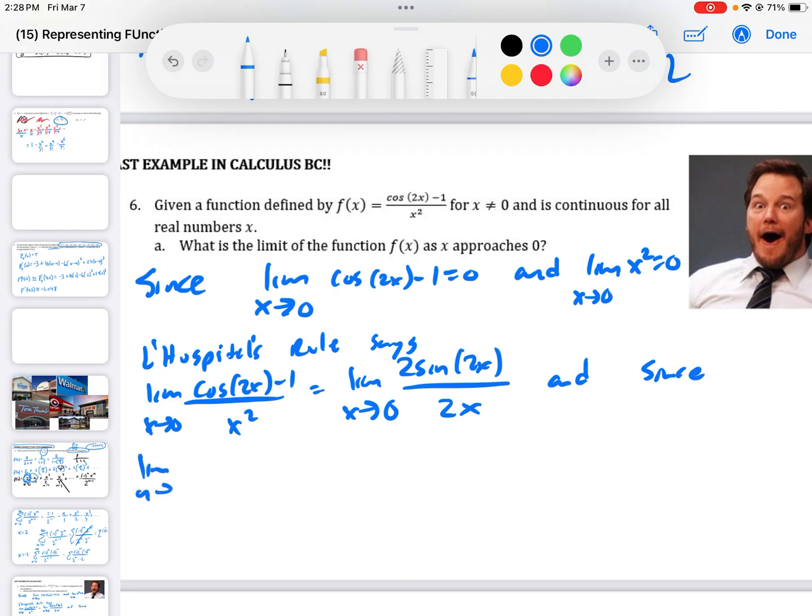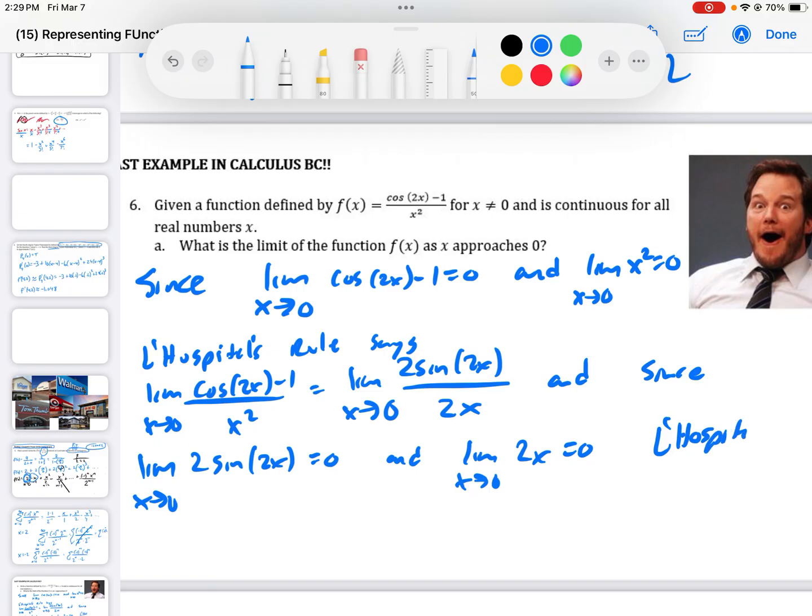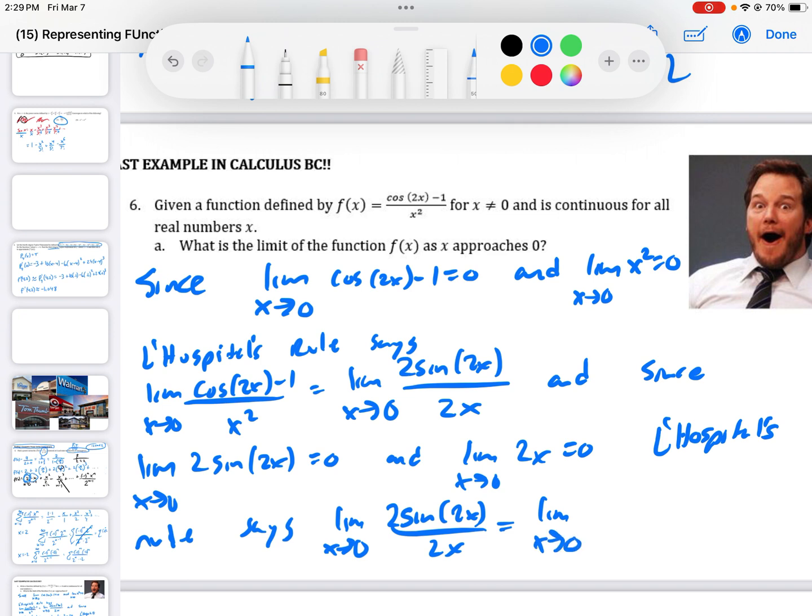And since the limit as x goes to 0 of 2 sine 2x is equal to 0, and separately, the limit as x approaches 0 of 2x is equal to 0, L'Hopital's rule, say it again, says the limit as x goes to 0 of 2 sine 2x over 2x is equal to the limit of the derivative of top and bottom, which is going to be what?